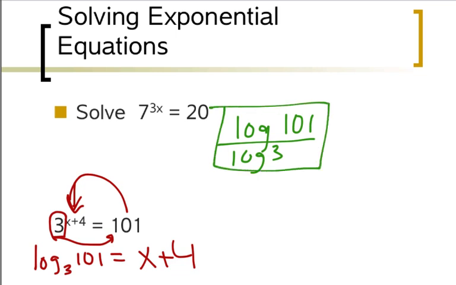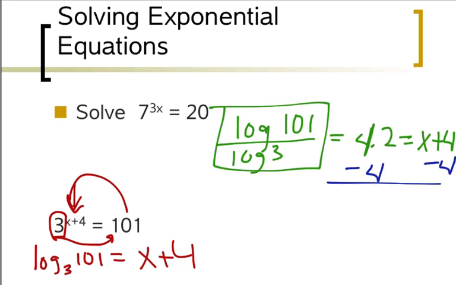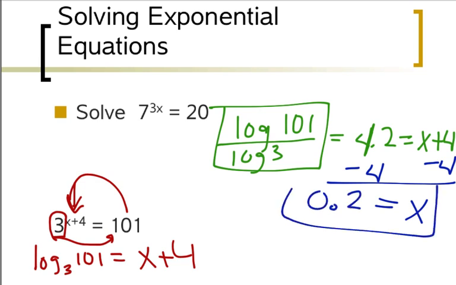So log 101 divided by log 3 should give me 4.2008, but 4.2 is close enough. And that's equal to x plus 4. Okay, so now to finish, all I have to do is subtract 4, and I should end up with x equals 0.2 as my answer for x. Okay, so it's not working out too badly as long as we can do our converting to logs and then doing my change of base formula so that I can actually use my calculator.